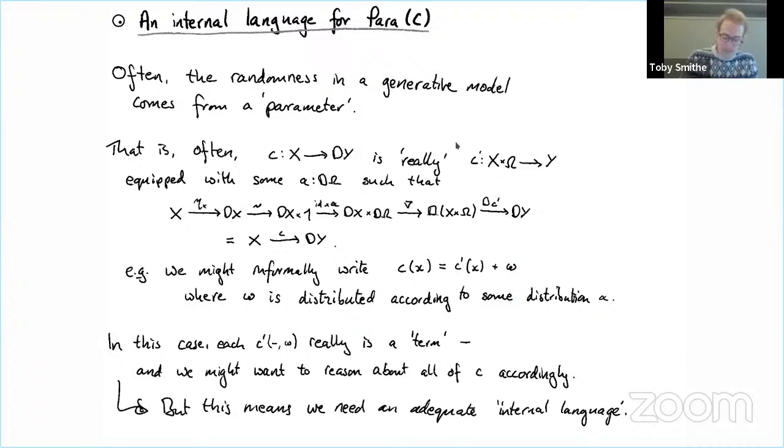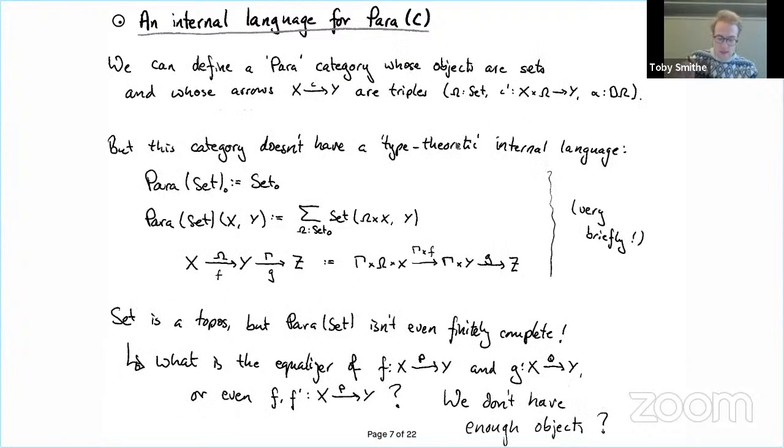In this case, each of these maps C' of something given some point omega is really a term, just a deterministic map X to Y. And we might want to reason about all of these maps, or rather about all of C accordingly. This means that we need to use this internal language to make use of this kind of type theoretic reasoning. But the trouble is, Para of C generally doesn't have enough objects. Let's see what I mean by this.